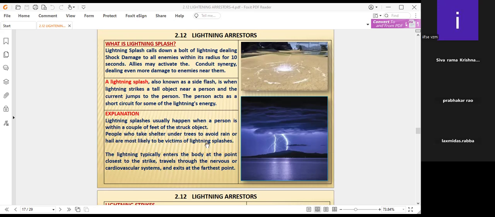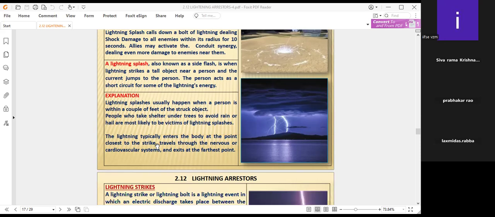What is Ramakrishna Garu telling? These are some of the things. People who take shelter under the trees to avoid rain or hail are most likely to be the victims of lightning flashes, because the human body is a good conductor of electricity, and moreover, it stands on the earth, which is at potential zero.